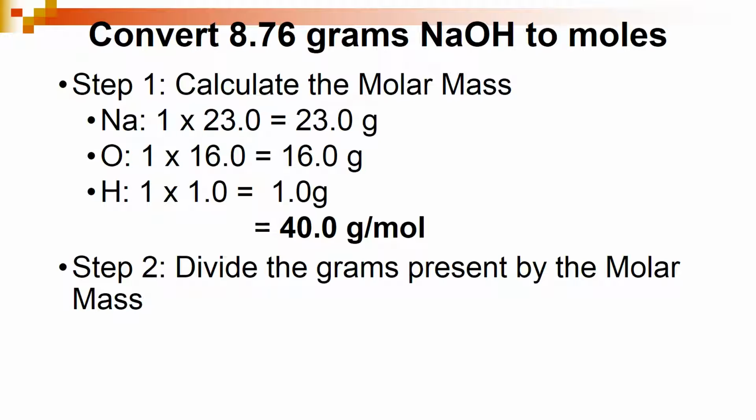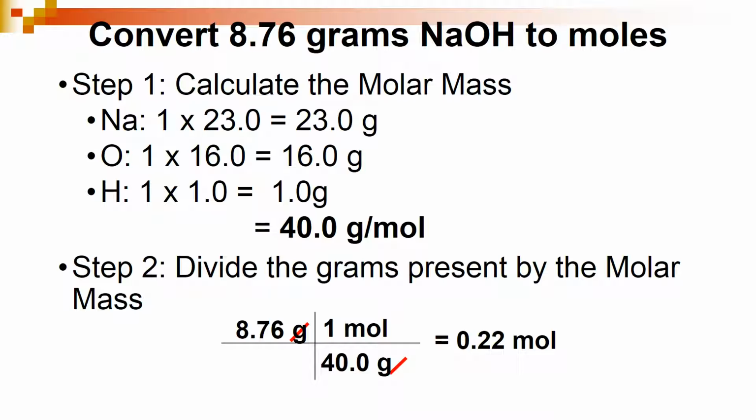Step 2, we want to divide the grams present by the molar mass. Setting up our conversion, the value that we're told to convert is 8.76 grams, so that's going to go in the top. Now, if I have grams in the top, remember we need to have grams in the bottom. So the correct conversion factor would be to put the 40.0 grams in the bottom and the 1 mole on top, so that our like units will cancel out. Dividing 8.76 by 40.0 grams is going to give us a value of approximately 0.22 moles. So 8.76 grams of sodium hydroxide is equal to that value.